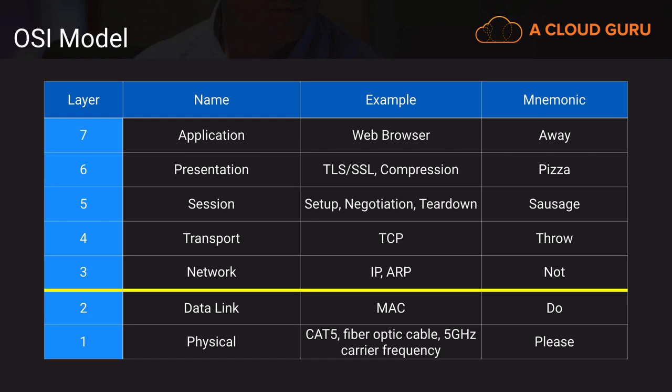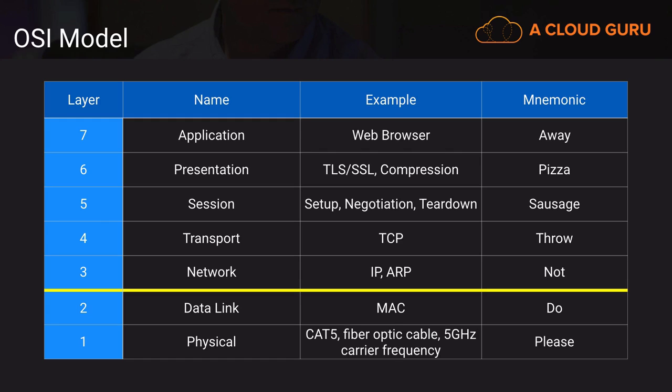Then we have the transport layer. This is where TCP lives. The session layer, we have the presentation layer, and ultimately we have the web browser at the application layer. And that interprets the messages coming across in the HTTP protocol and renders that as HTML so you can see the web page.